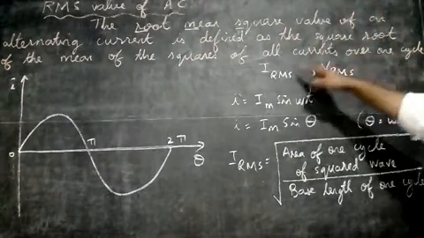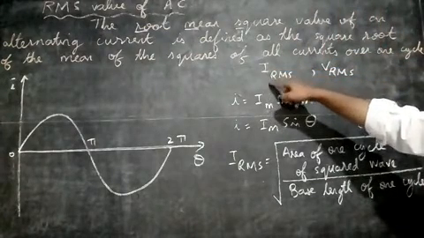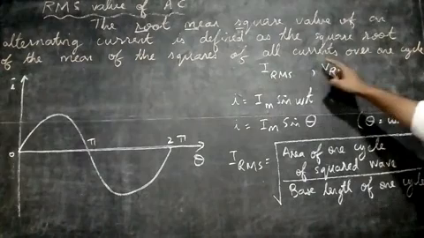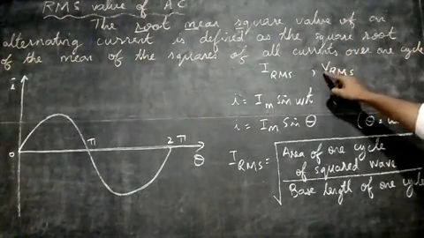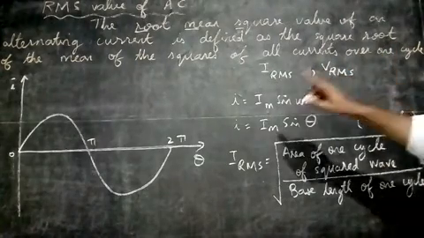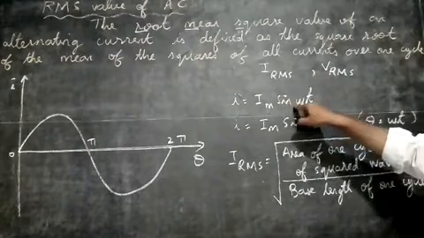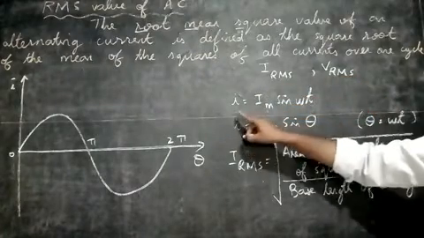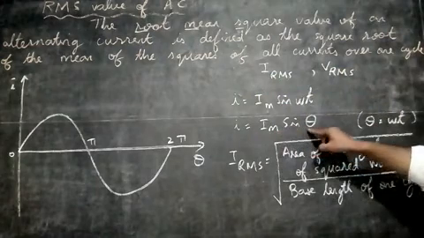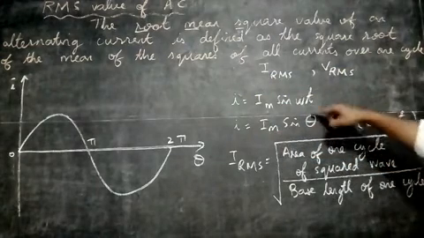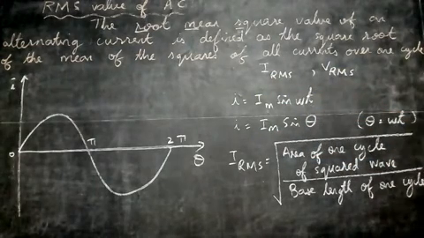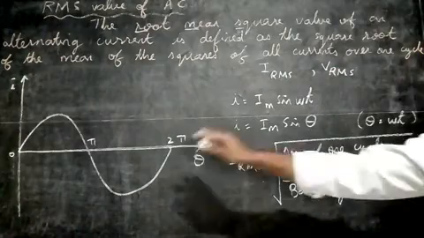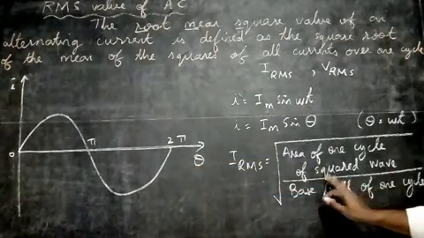So for the RMS value of currents we say IRMS. For alternating voltages we say VRMS. Now we know the equation I is equal to Im sin omega t. So this is the equation for the current here. Now we can also write this equation as I is equal to Im sin theta. Why? Because theta is equal to omega t. Now let's go to the picture here. Then we'll come to the next equation.